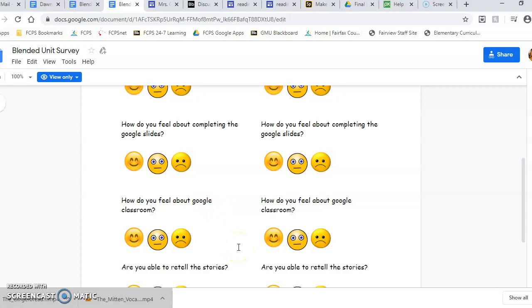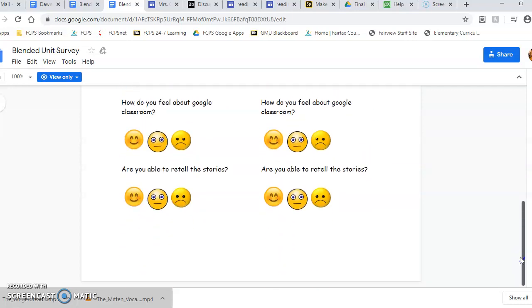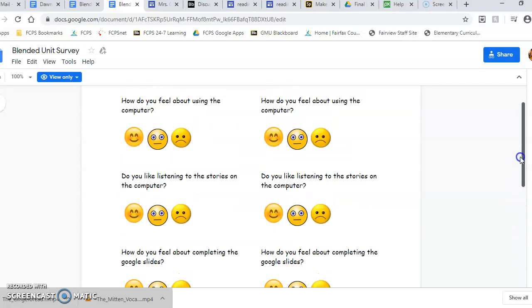But for some that maybe still don't understand that, seeing that sad face will be really easy for them to circle and understand what they're doing. So I love this. I'm actually doing something similar with my story, website, and unit as well, because I think the idea of emojis is great.